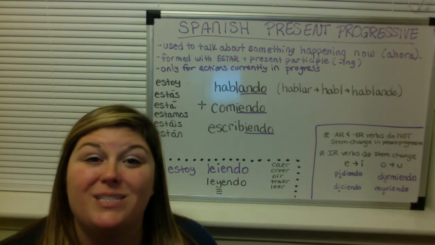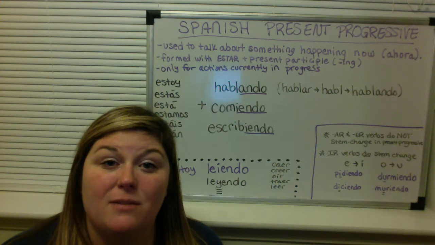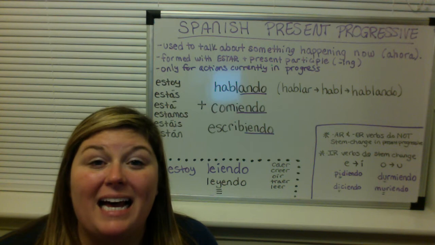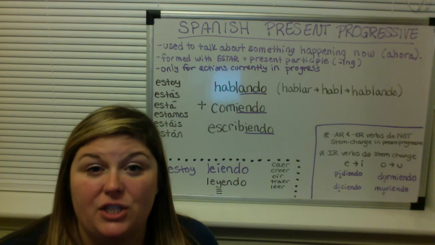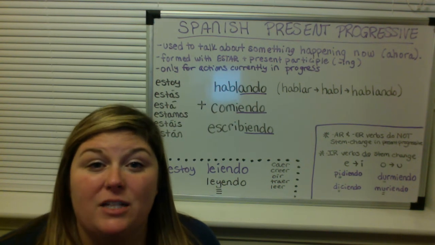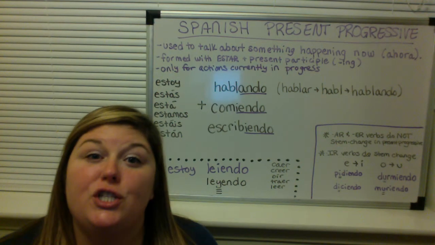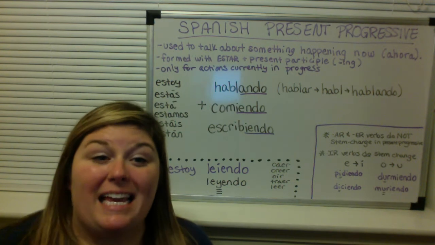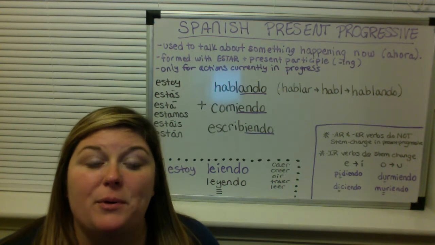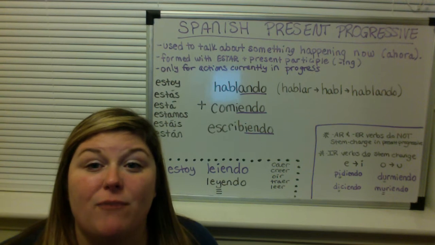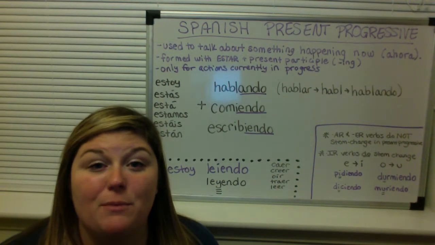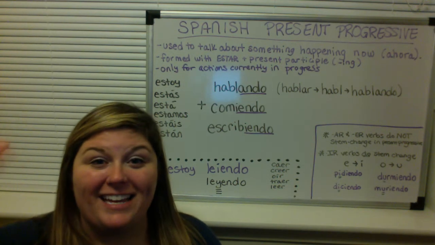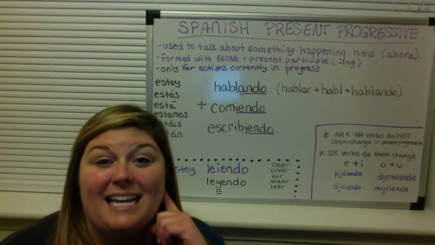Two words. We're going to use the verb estar, meaning to be, along with the present participle, so the ing words in English. A present participle in English are the words that typically end in ing, like running, walking, dancing, singing, speaking. So the present progressive tense is going to be something that you're doing right now. It's an action currently in progress, like I am speaking, I am waving, I am listening.